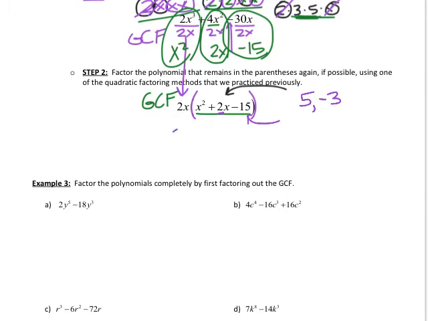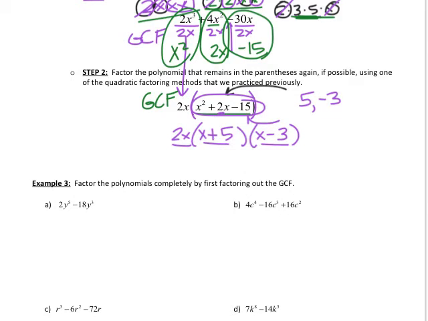So we can say now that 2x is our greatest common factor outside the parentheses. We're going to make two new binomials, and one of them is going to be x plus 5, and the other one is going to be x minus 3. So now I have my greatest common factor, and I've factored the trinomial, this one in the parentheses, completely.